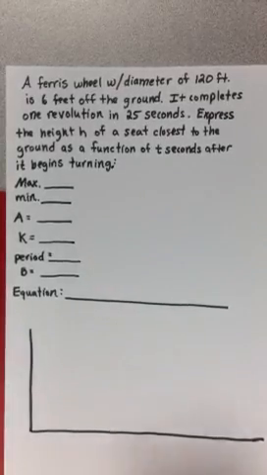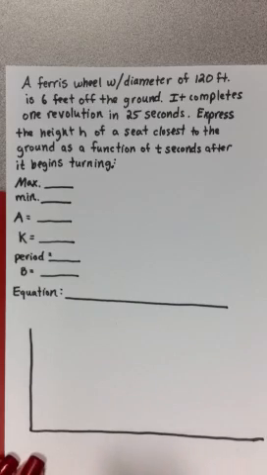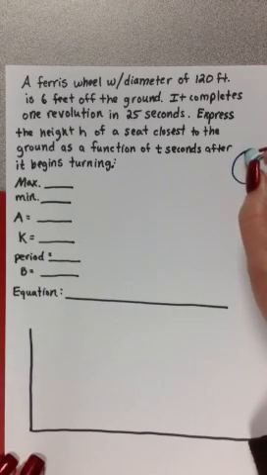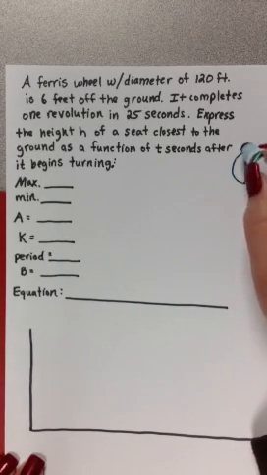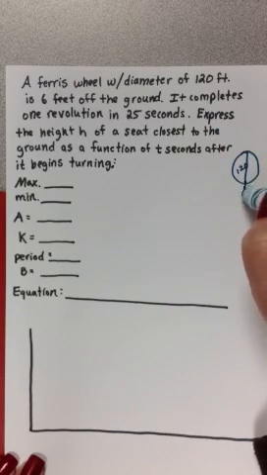Alright, next problem is a Ferris wheel problem. It says a Ferris wheel with diameter of 120 feet is 6 feet off the ground. It completes one revolution in 25 seconds. Express the height h of a seat closest to the ground as a function of t seconds after it begins turning. So you have a Ferris wheel, pretend like that was a nice circle, and it has a diameter of 120 feet, and it sits 6 feet off the ground.